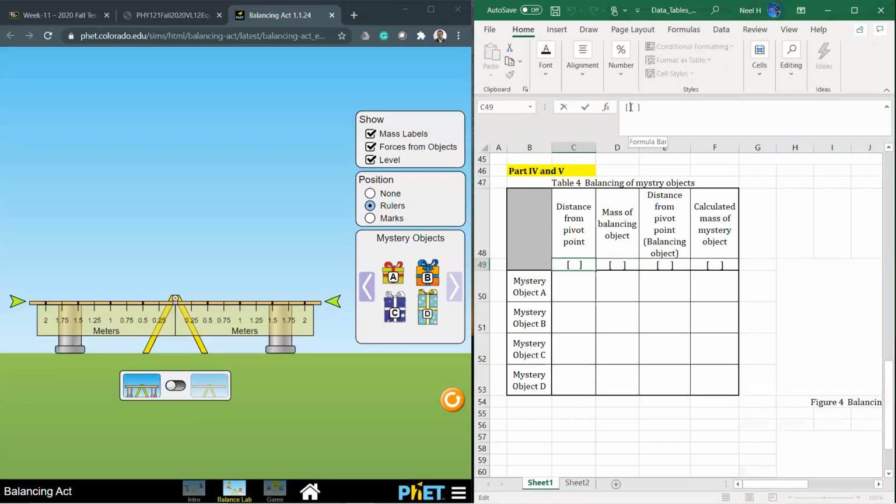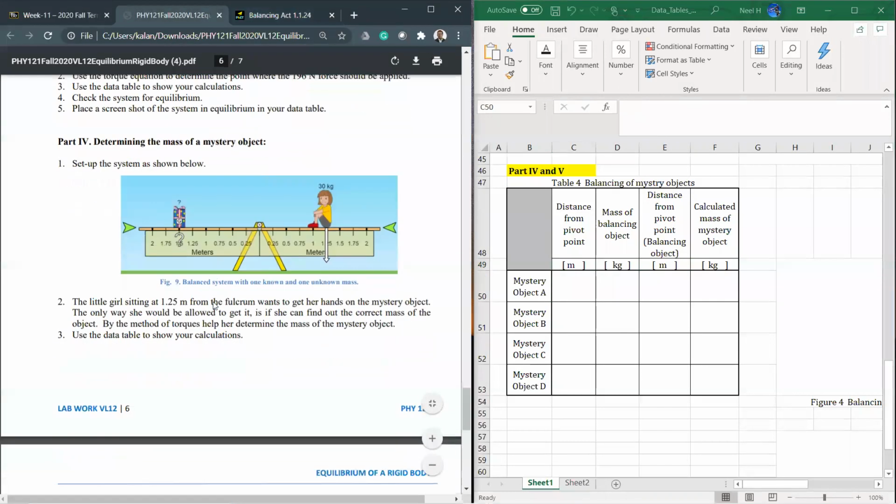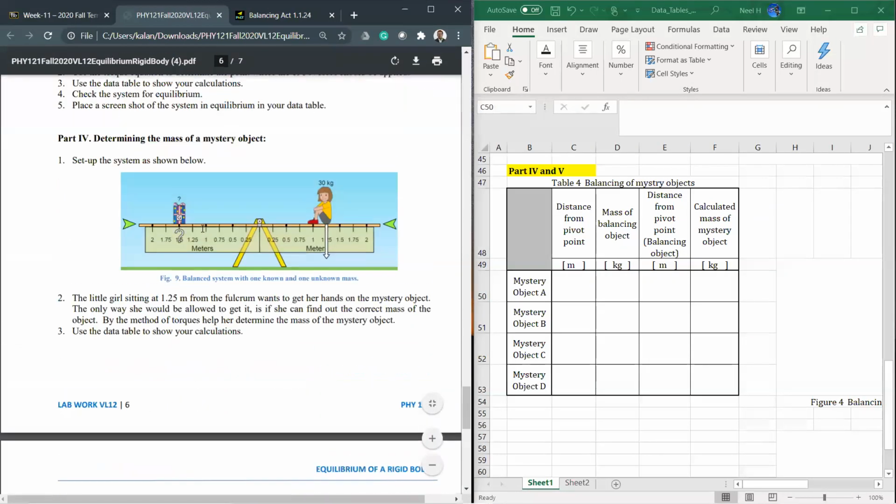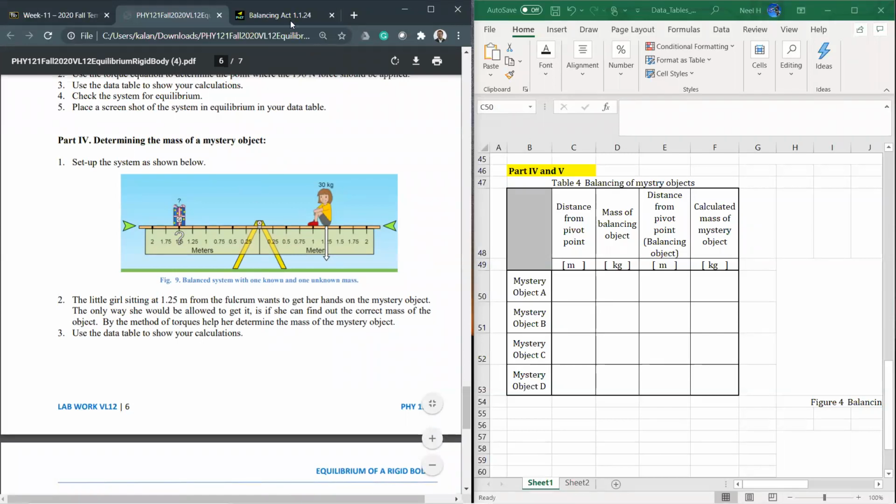So the distance from the pivot point, again, unit meters, mass of the balancing object, kilogram, distance from the pivot point, unit of meters. So we need to calculate the mass of the mystery object in units of kilograms. Now you know the method to calculate. Let's start with object number A. Let's see where a good position is to keep it. It doesn't matter, I think we can place it anywhere and then try the other side, a trial and error method. Okay, let's do it that way.